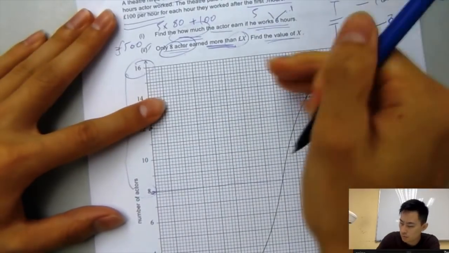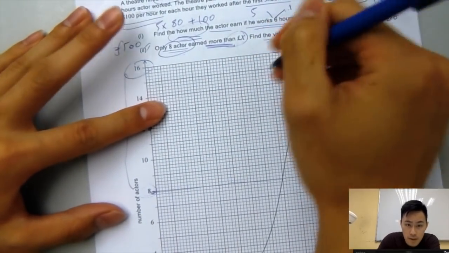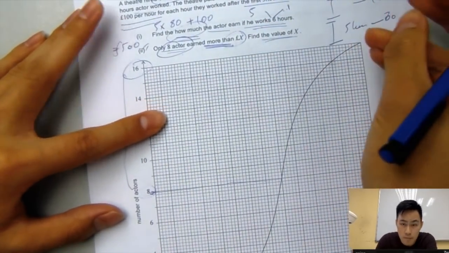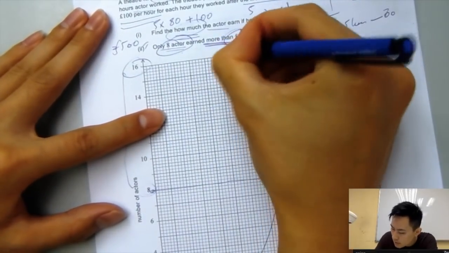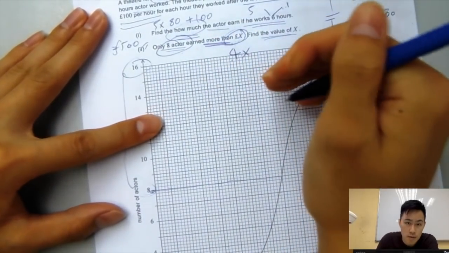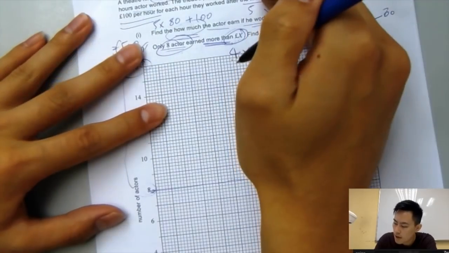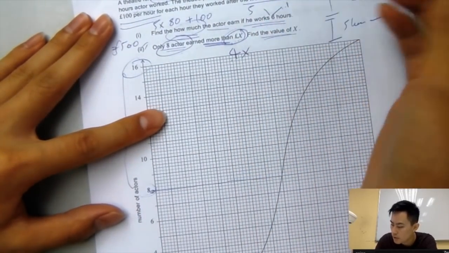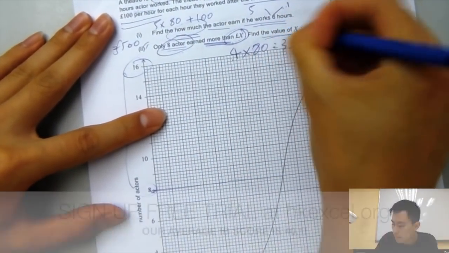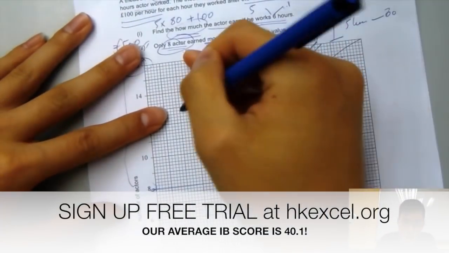Some students would just quickly write x is equal to 4, then you lose 1 mark because you want to find the pounds. So 4 hours times the pounds, that will be just 80, so it's 320 pounds. That is the amount that the actor earned.